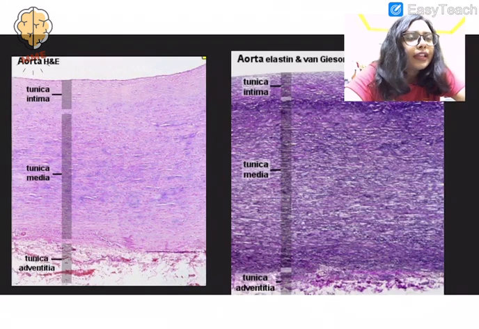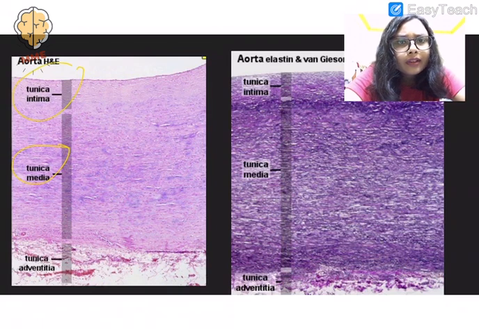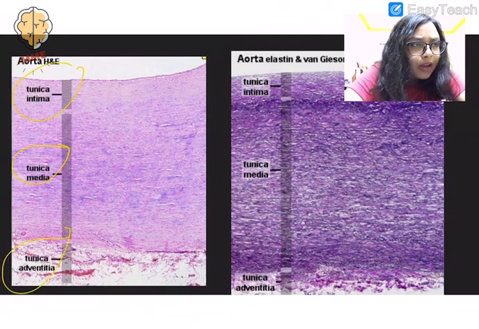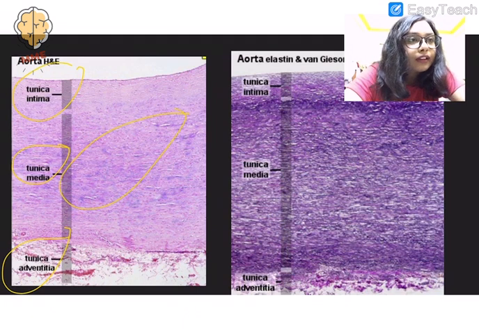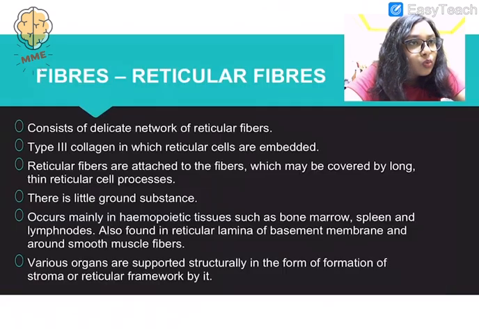Now, in the hematoxylin eosin stain, see, this is the media, this is the intima, this is the adventitia. These three are the parts of the cross section of the wall of an artery, and these are the elastic connective tissue. Now coming to the reticular fibers, they are basically type 3 collagen fibers.